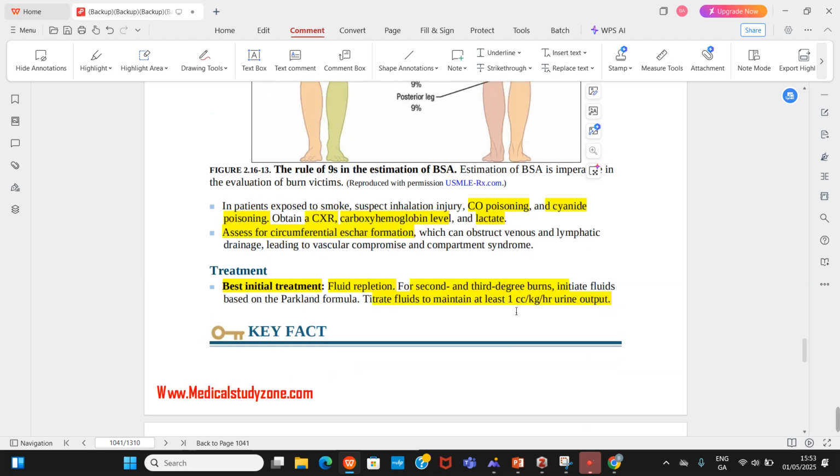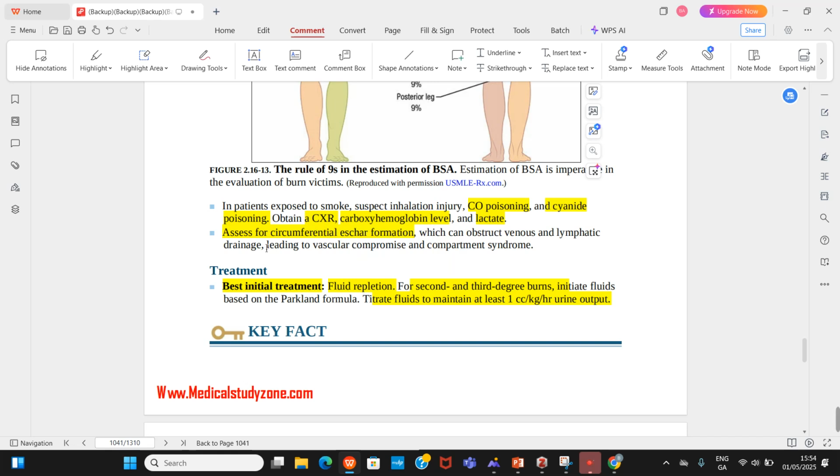Now, people that are exposed to smoke from the burn injury, maybe they're in a building, sudden fire, smoke everywhere, they can have inhalational injury, carbon monoxide poisoning, cyanide poisoning. We're going to talk about this. So you might want to obtain a chest x-ray, do your carboxyhemoglobin level, and lactate.